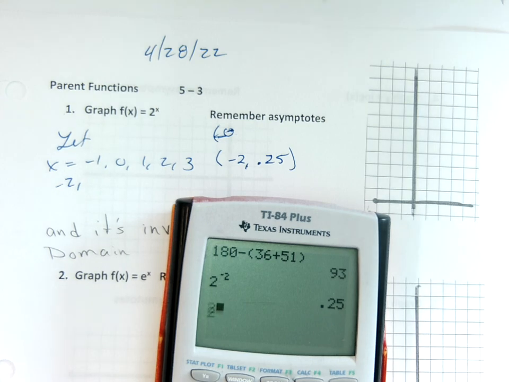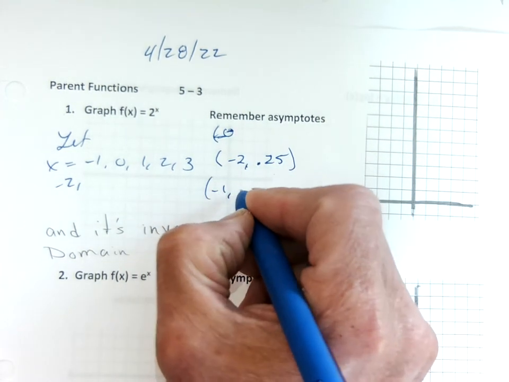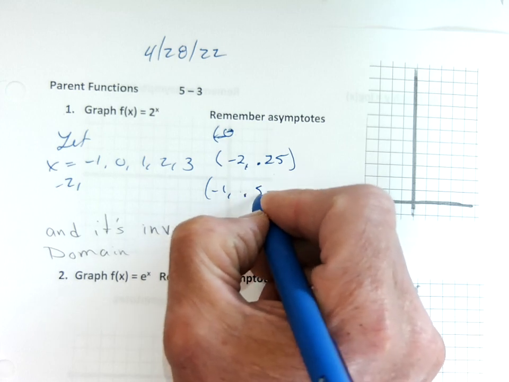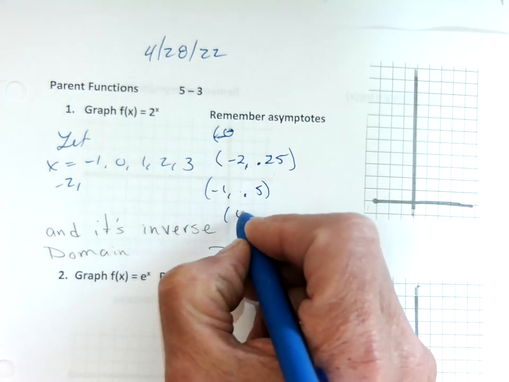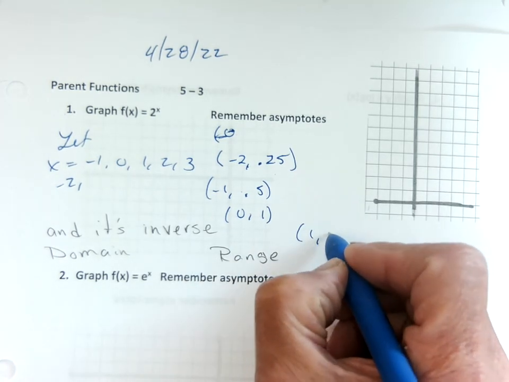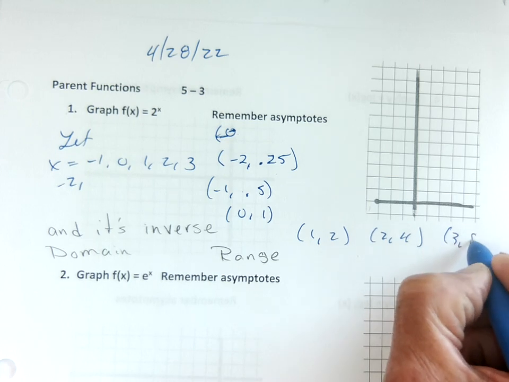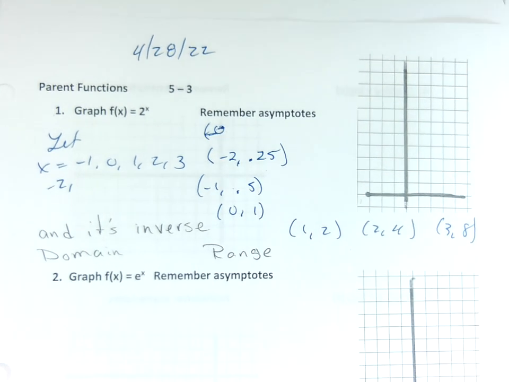If I plug in -1, right, 2 to the -1 power, I get 0.5, so I'll have a point at -1, 0.5. If I plug in 0, I'll get 1. If I plug in 1, I get 2. If I plug in 2, I'll get 4, and if I plug in 3, I'll get 8. I'm just doubling. That's all I'm doing. Doubling each time because the base is 2.